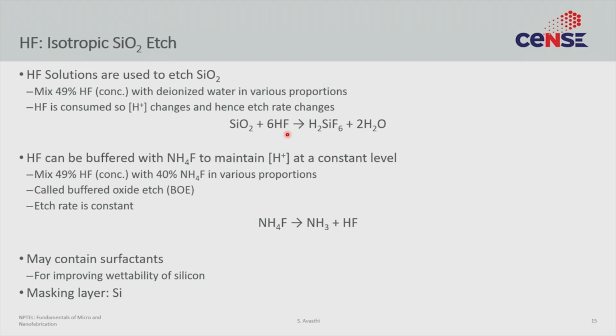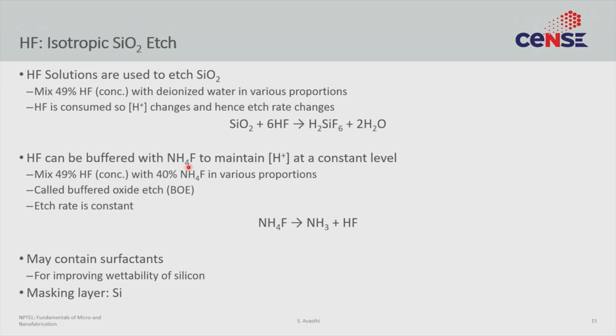Here the goal is not to maintain the pH because we want to maintain the pH, but because we want to maintain the concentration of HF such that the reaction with silicon dioxide remains consistent. So, what we do is to the HF solution we add a little bit of ammonium fluoride, which is a salt of a weak base and a strong acid.